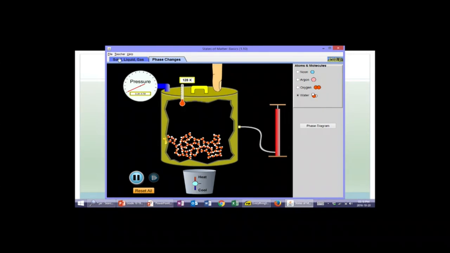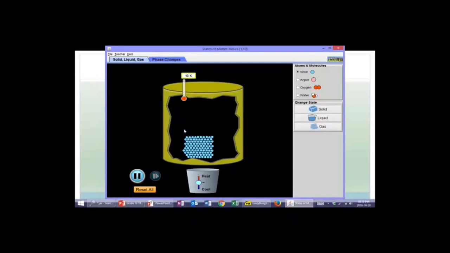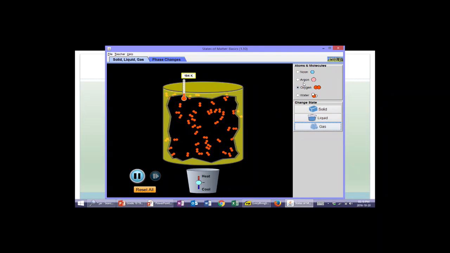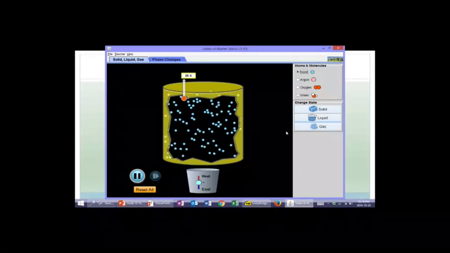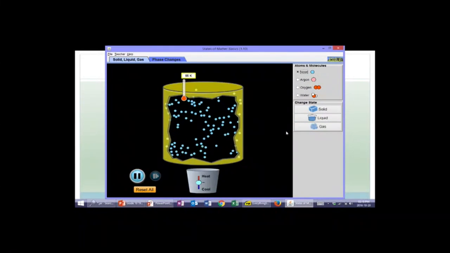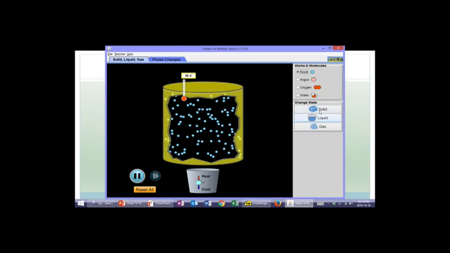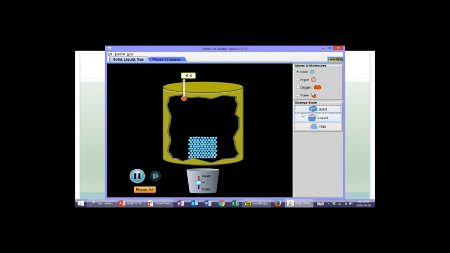Okay, so those are your phase changes. If you want to, for example, look at oxygen, that's what it looks like in the solid phase. In the liquid phase, it's going to look like that, and in gas, it looks like that. Just out of interest, let's look at neon. Neon is a noble gas, so it's interesting to see what it looks like in a solid, liquid, and gas. It's the same thing the whole time.